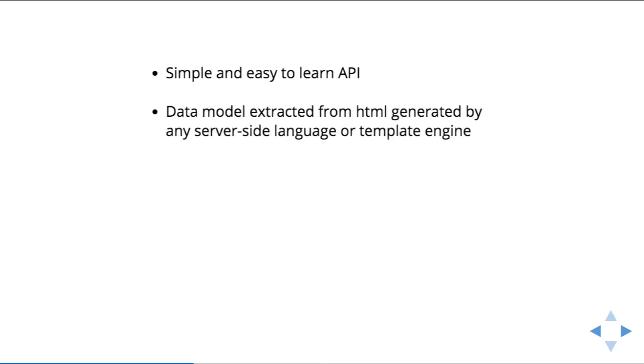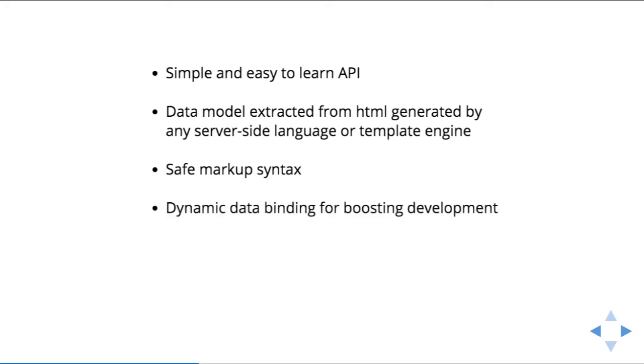And the second point is that the data model should be extracted from HTML, and it can be generated by any server-side language and any template engine. Of course, that tool should have safe markup syntax. It should also have dynamic data binding for boosting development. It's not possible nowadays to create a framework that would not have data binding, because there are other tools that can boost your development. And it's also really important to have good performance because mobile is now a really important thing.